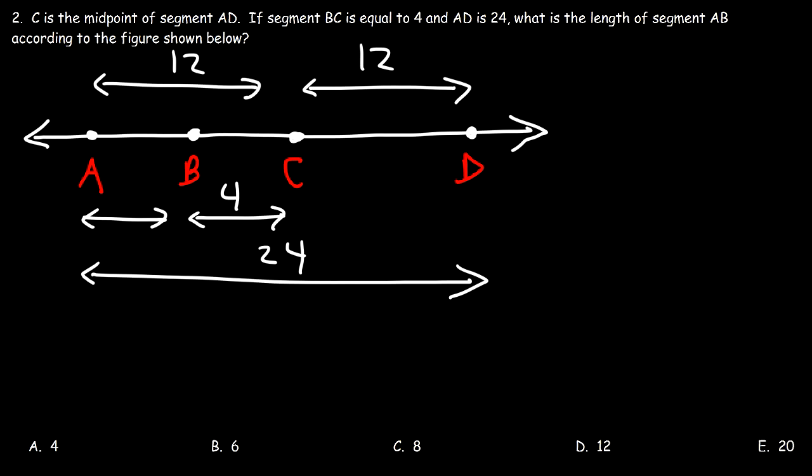Well, AB has to be the difference between AC and BC. So 12 minus 4 is 8. AB and BC has to add up to AC. So 8 plus 4 is 12. Therefore, this is the answer. C is the right answer choice. AB is equal to 8.